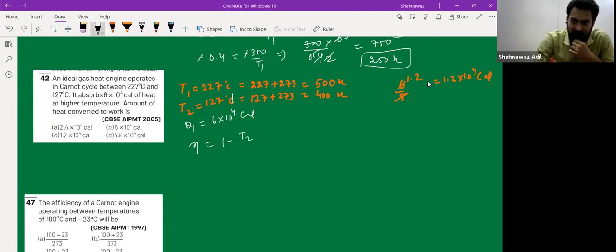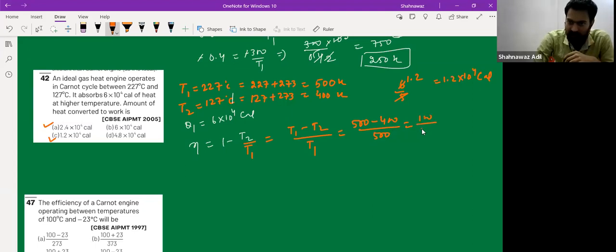Let us check. So Arpit's answer is C, and Marita's answer is A. Let us check which one is correct. Eta is T1 minus T2 by T1, so 500 minus 400 divided by 500. That is 100 by 500, so this is 1 by 5.